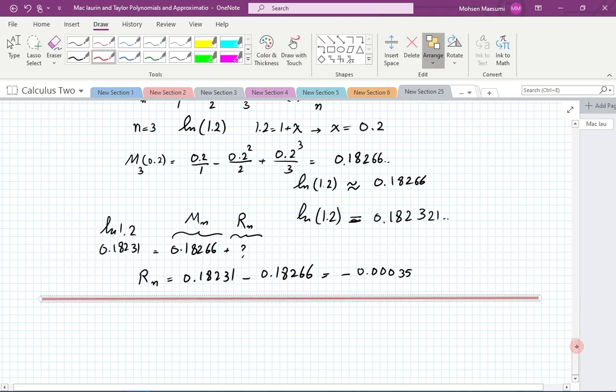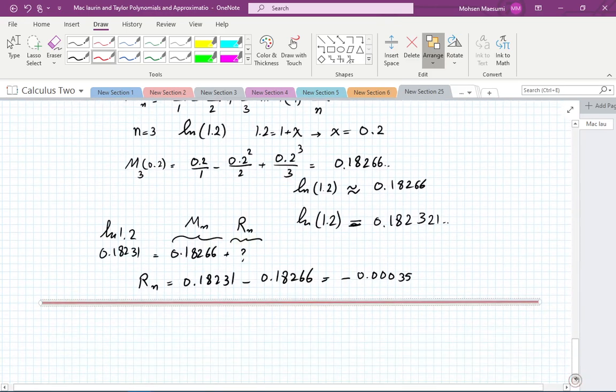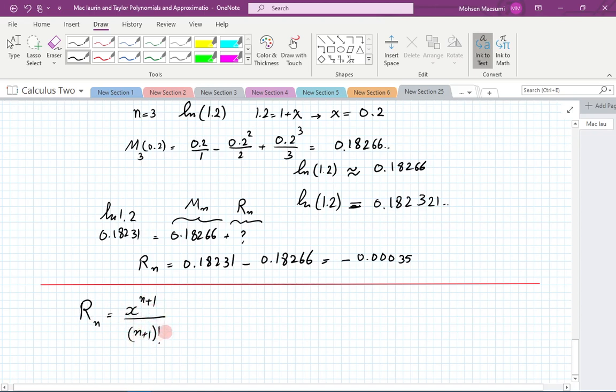How far do I need to go? So here I stopped at 3 terms. Next question is how many terms should I add to this thing so that my error becomes less than a certain quantity. So this one we say by Maclaurin theorem, the remainder after n terms is x to the power of n plus 1 over n plus 1 factorial times the n plus first derivative.